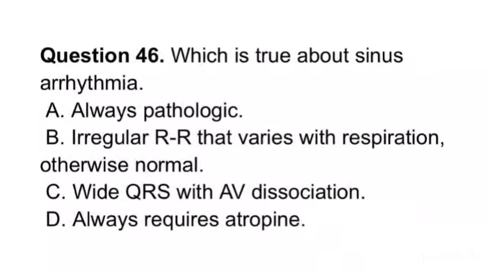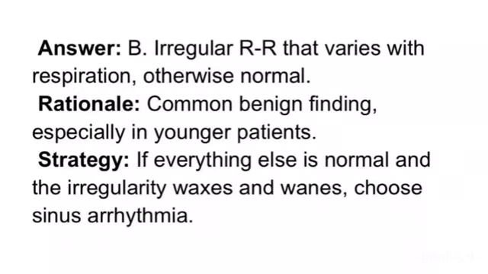Question 46. Which is true about sinus arrhythmia? A. Always pathologic. B. Irregular RR that varies with respiration, otherwise normal. C. Wide QRS with AV dissociation. D. Always requires atropine. Answer: B. Irregular RR that varies with respiration, otherwise normal. Rationale: common benign finding, especially in younger patients. Strategy: if everything else is normal and the irregularity waxes and wanes, choose sinus arrhythmia.